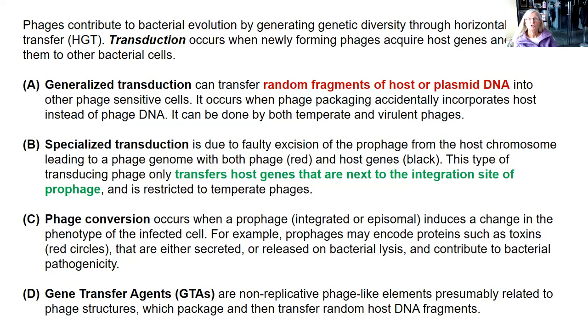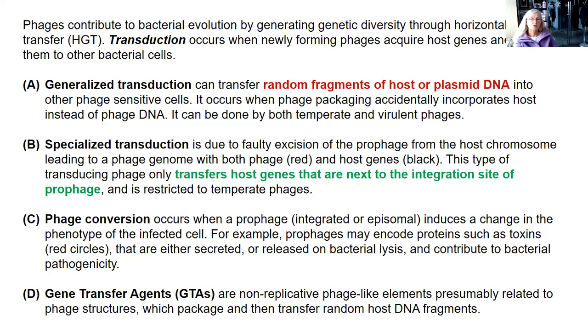So that's generalized transduction. Specialized transduction is when a prophage cuts itself out and goes back into the induction phase, and as it does that, it excises part of the host cell chromosome as well. So you're transferring not random pieces, but pieces that are next to the prophage to new bacterial cells.